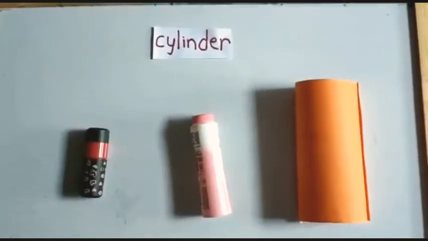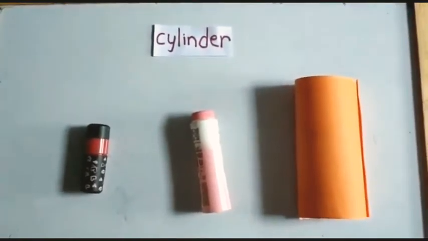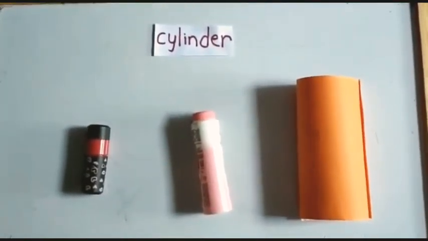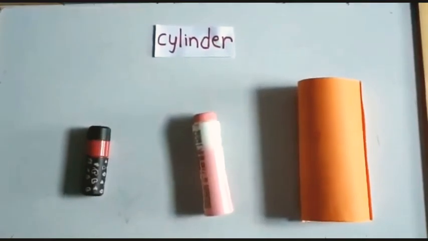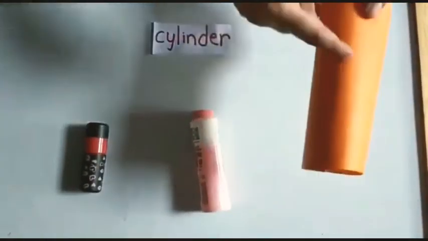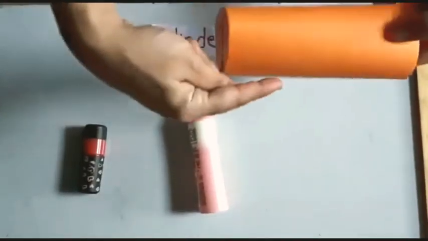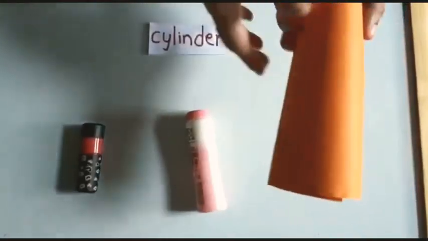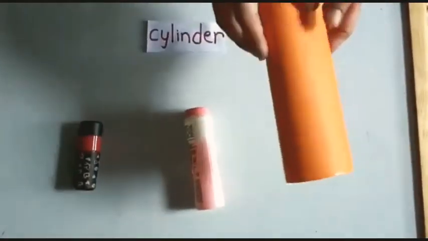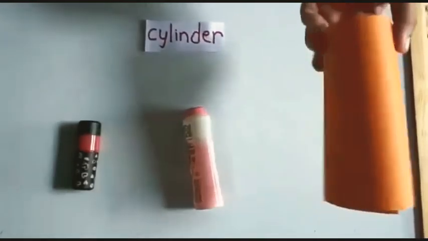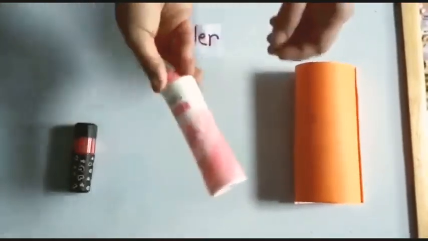Children, now this is a new shape. This is called cylindrical shape. Which shape is this? Cylindrical. Yes. Can you see this? It's round. Yes. It is called cylindrical shape. It's round. That's why it looks like a cylinder. It's a cylindrical shape.